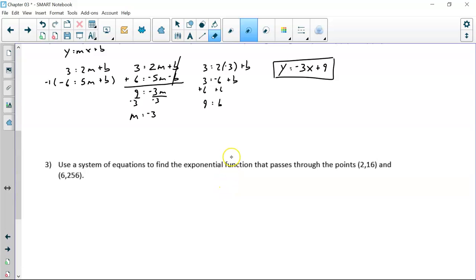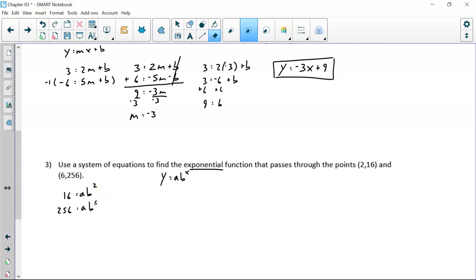Now, this is an exponential. Exponential is in that form of y equals a times b to the x. So 16 equals a times b squared. And the other equation is 256 equals a times b to the 6th.